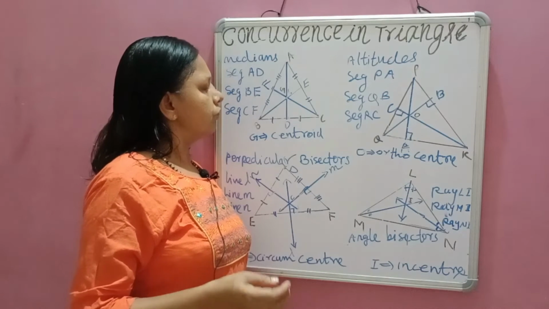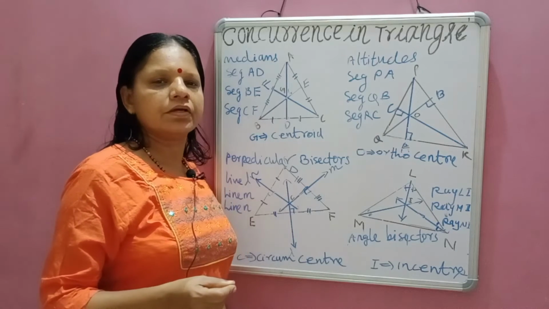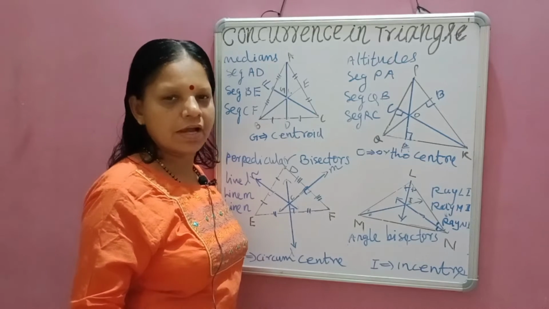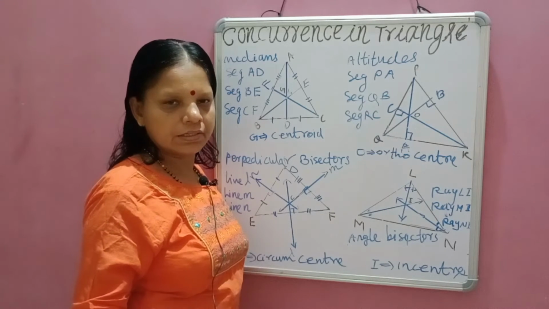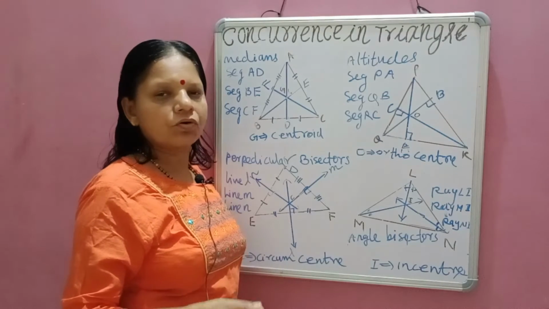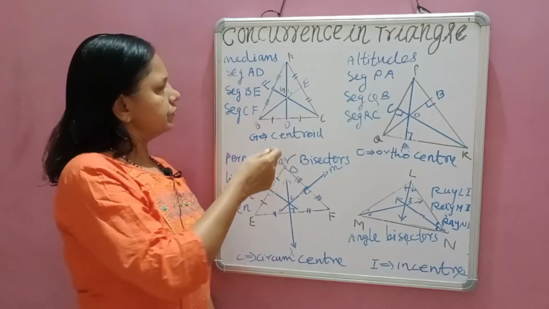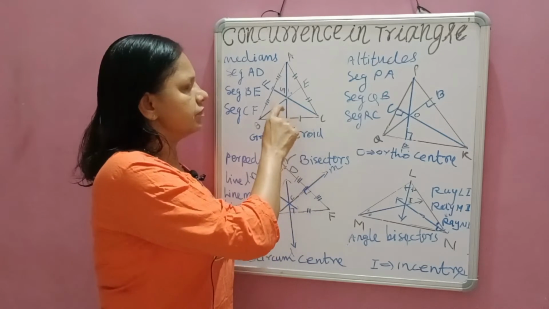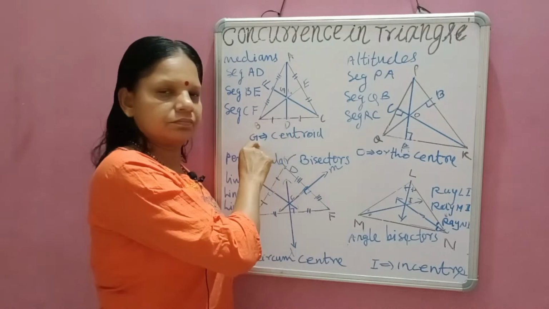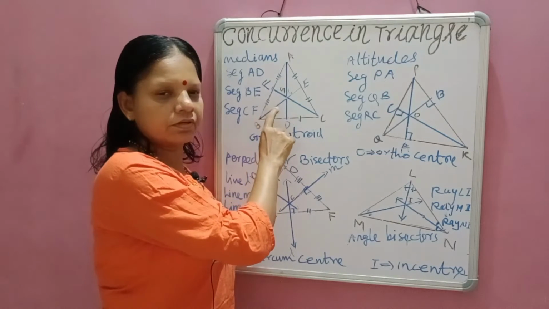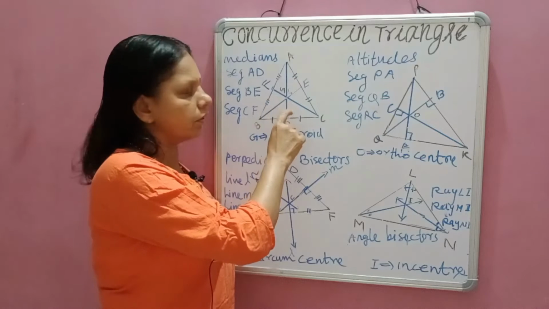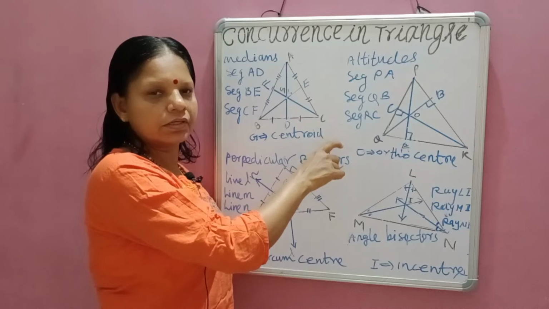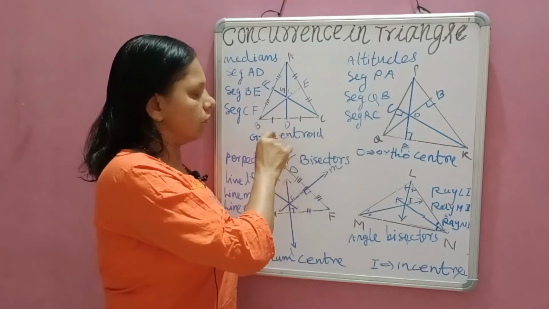Clear? So what can we say? All the three medians of a triangle are concurrent. It is a fact. It is true for any triangle. And the point of concurrence is called centroid, and is represented by the letter G. So understood the first figure? It is the concurrence in triangle about the medians. All the three medians are concurrent and the point of concurrence is called centroid.